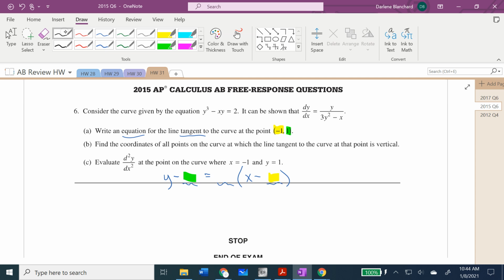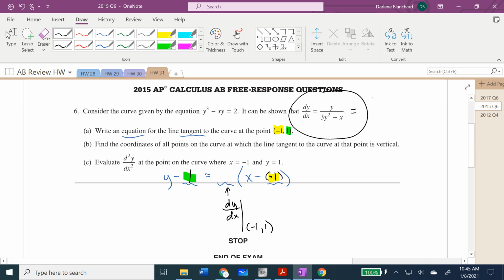And we've already got those 2. And feel free to just write that as +1. That's perfectly fine. So then all I need to find is the slope dy dx at that point. Now they gave me a formula for dy dx, so I'm just simply going to plug in the x and y coordinate. The y coordinate is 1. The x coordinate is -1. So the slope is 1/4.